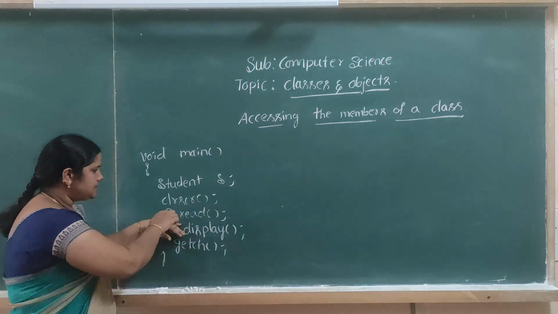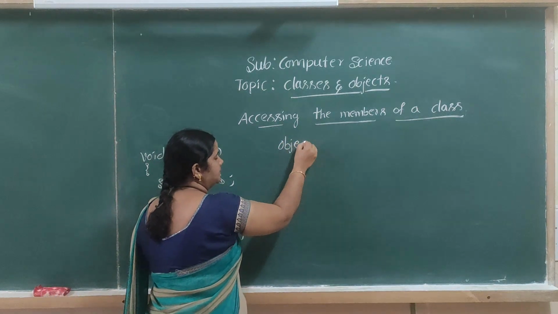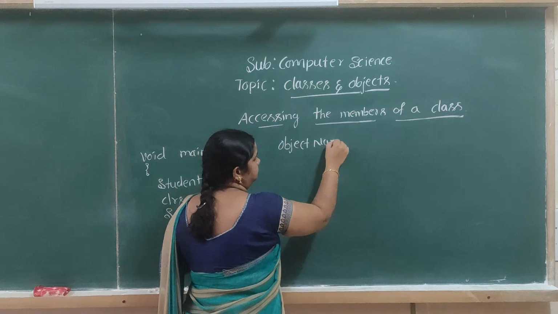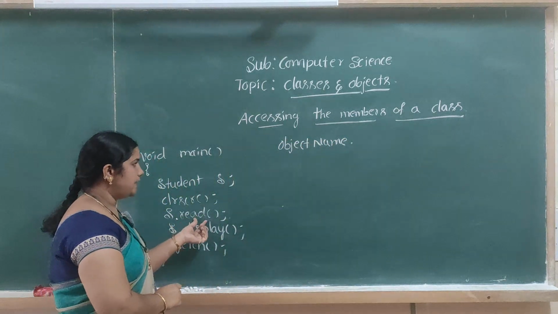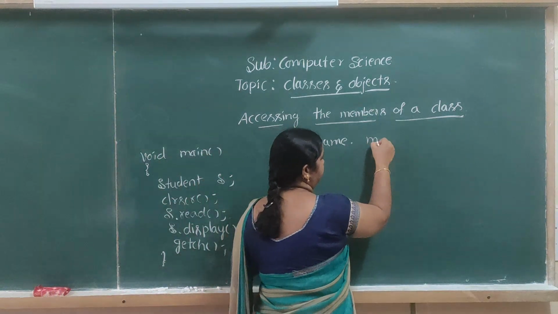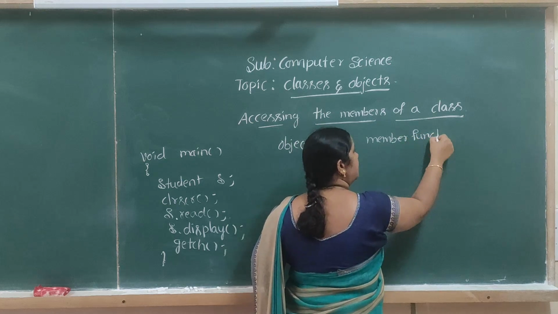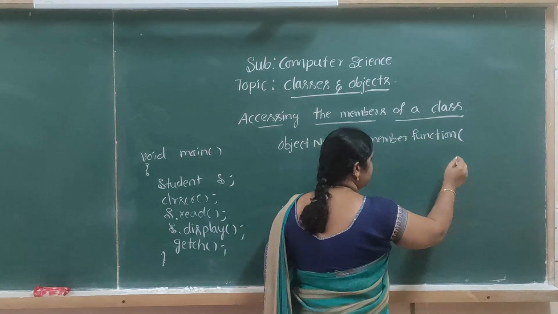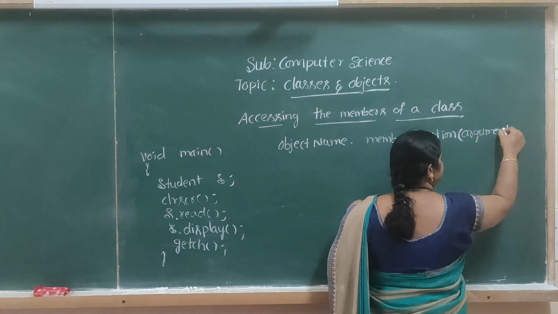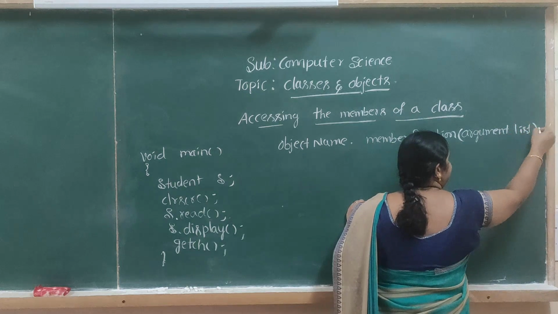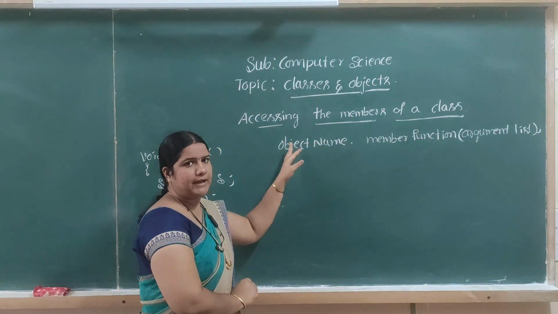It can be written as: first, S is the object name. Next comes the member function. Suppose it contains an argument list, it is written as the argument list. This is the general format for accessing the members of a class.